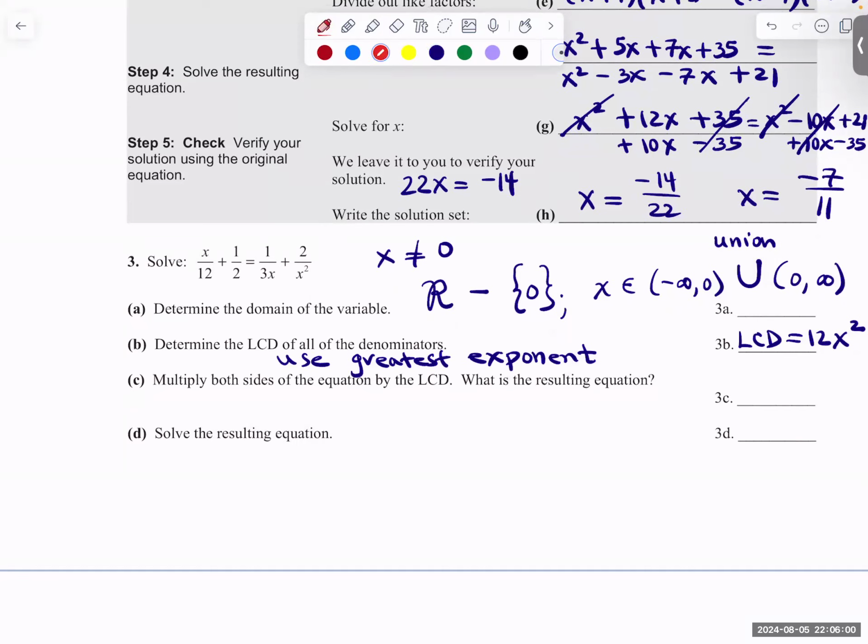We're going to go 12x squared times the first term, plus 12x squared times 1/2, equals 12x squared times 1/3, or 1 divided by 3x, plus 12x squared times 2 divided by x squared.